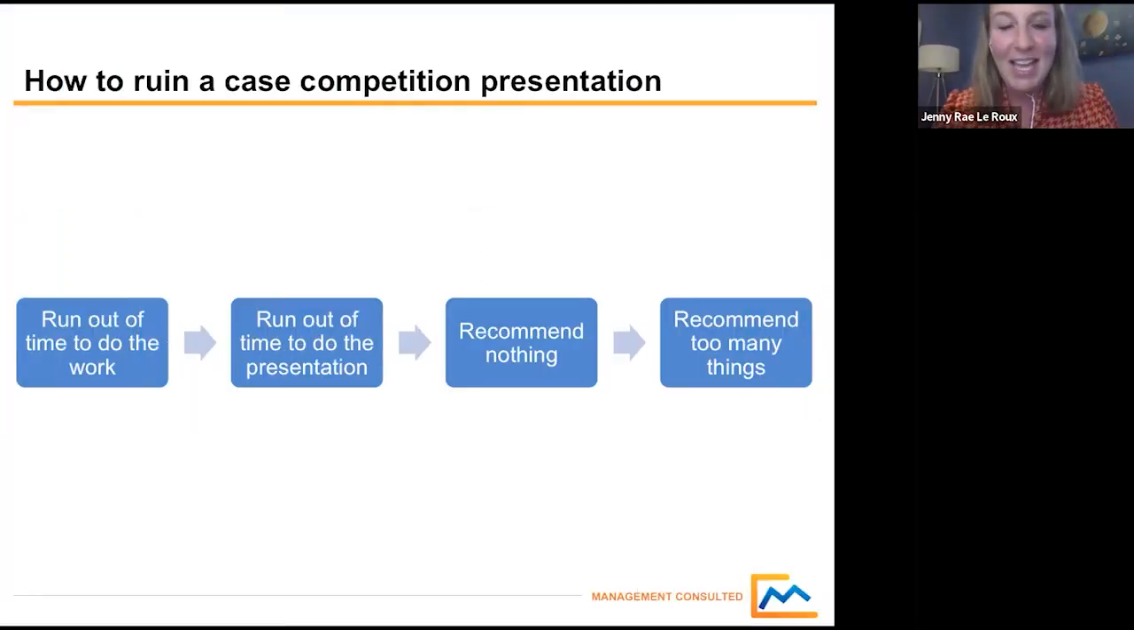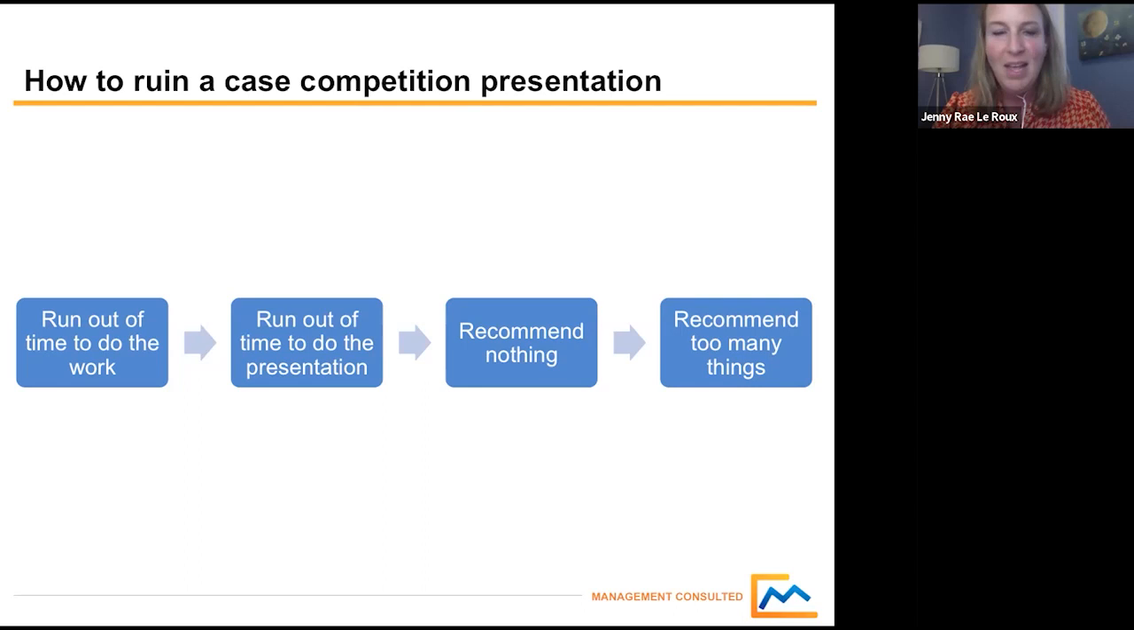But this is my favorite slide in the whole deck. So pay attention to this, because if you can do these things, then you won't fail in a case competition. This is how to ruin your case competition presentation. Okay, so number one is run out of time to do the work. This is the number one issue.